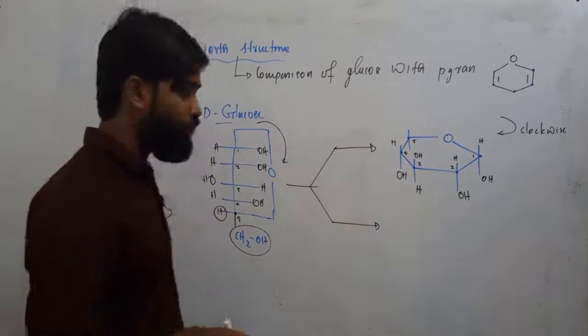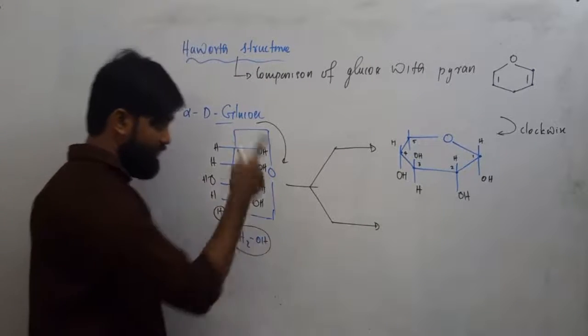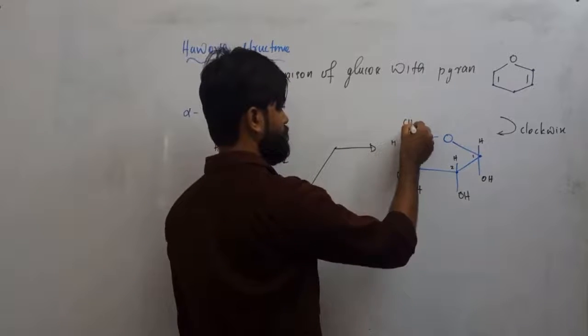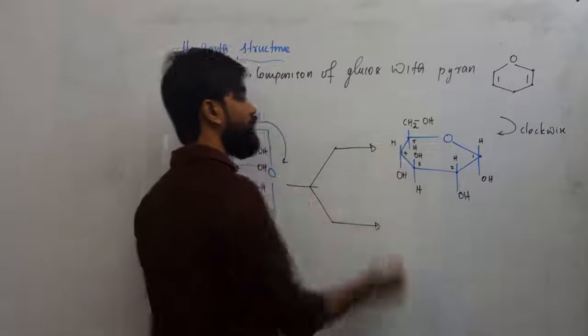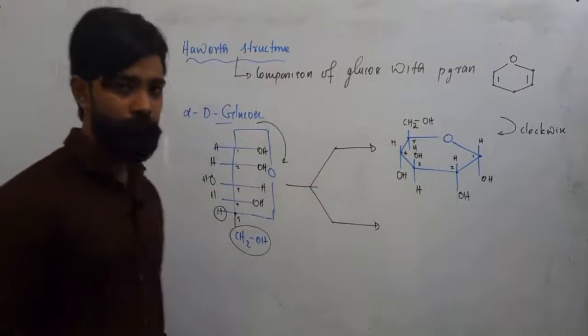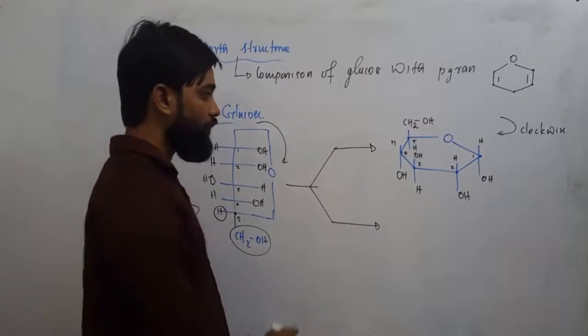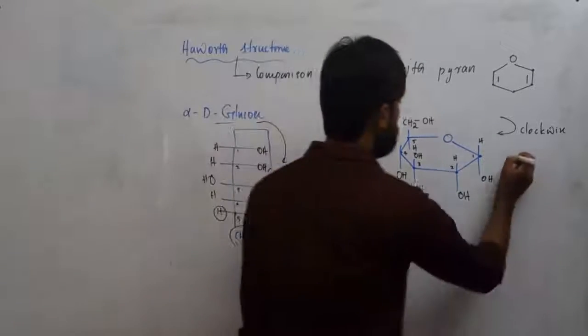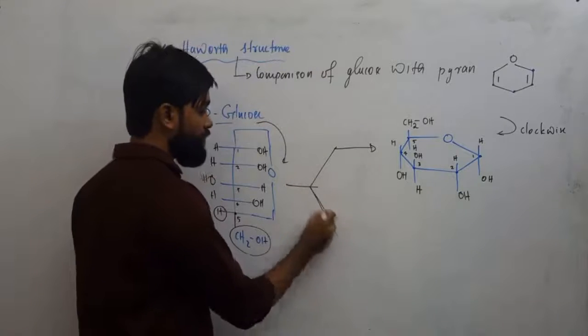If you are drawing the D-glucose, always CH2OH on the top side. That's the rule. For D-glucose, CH2OH always on the top side. So this is the alpha D-glucose in clockwise direction.